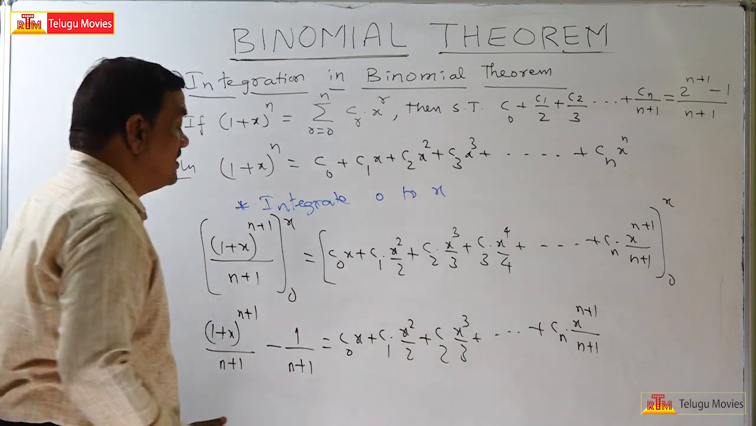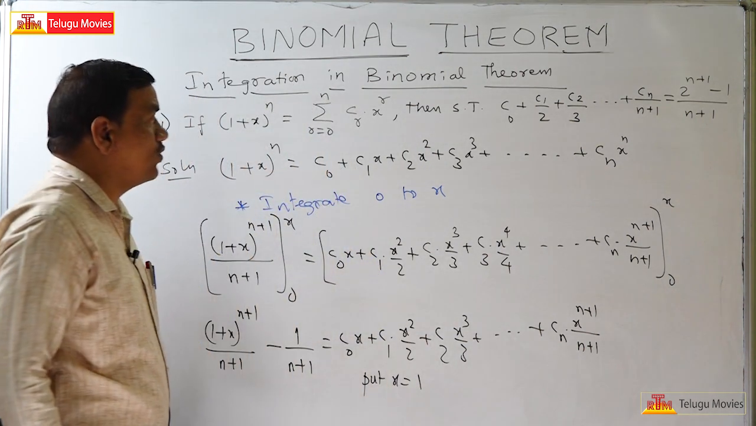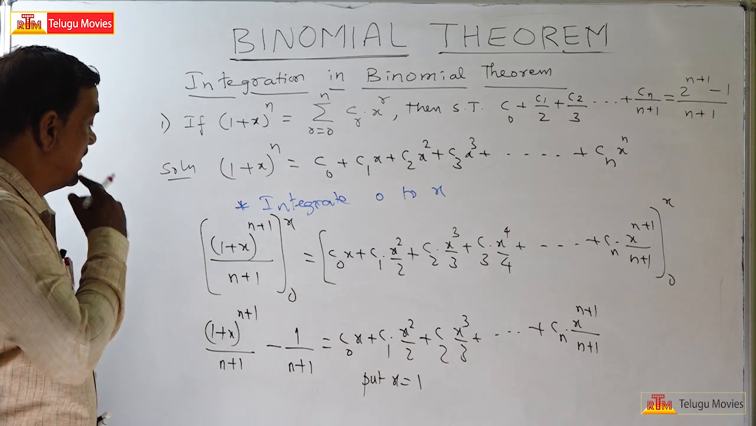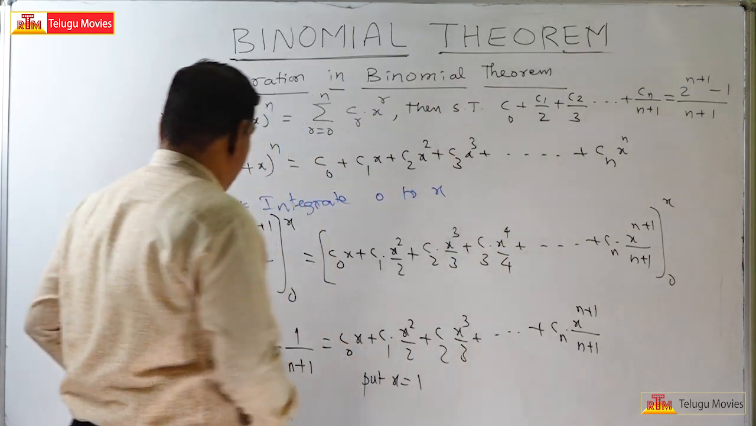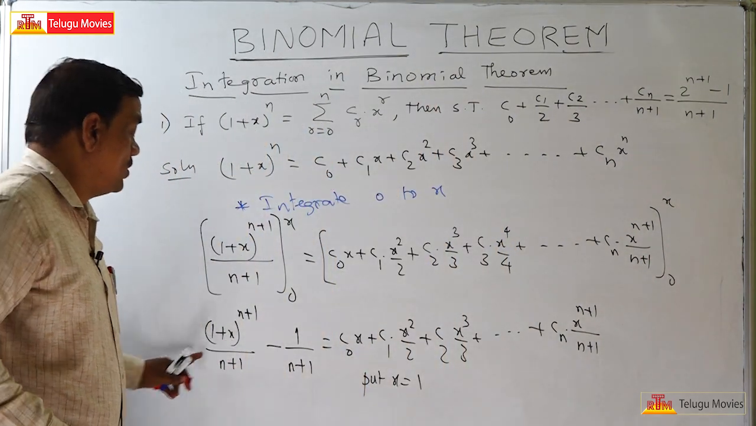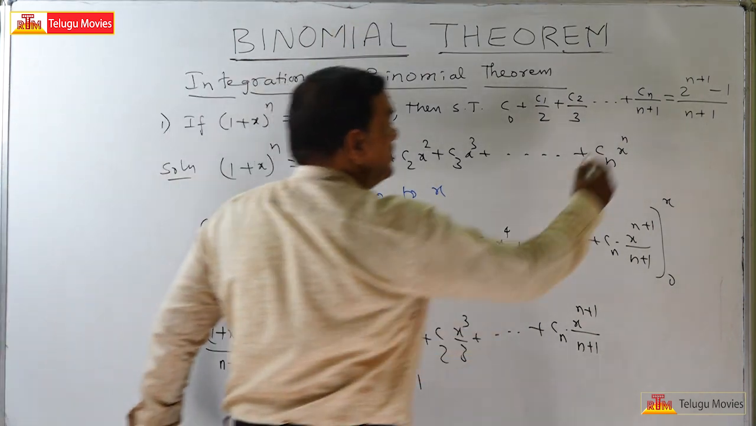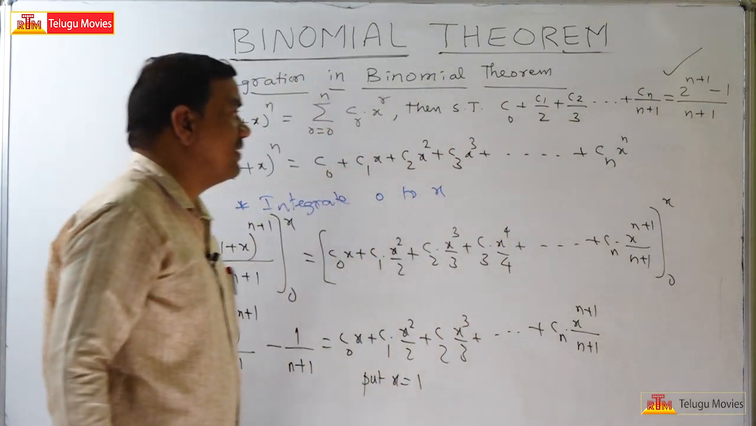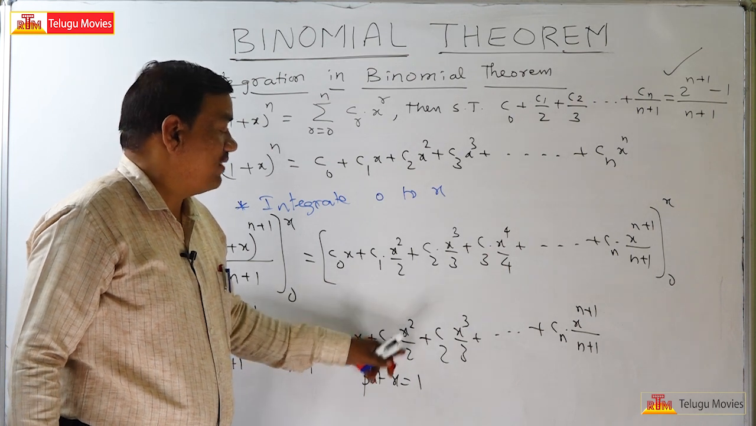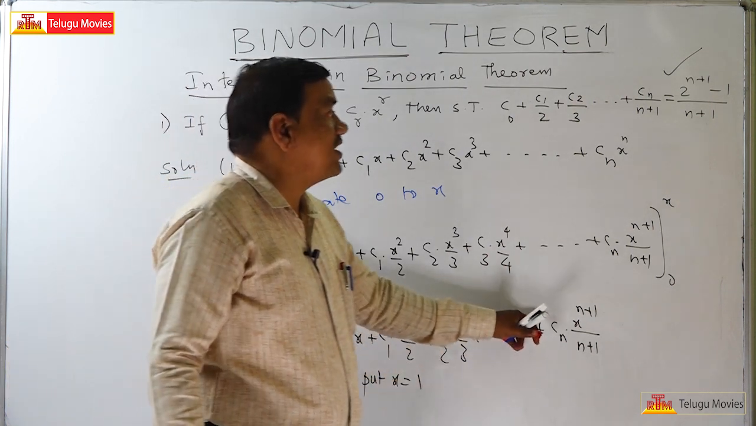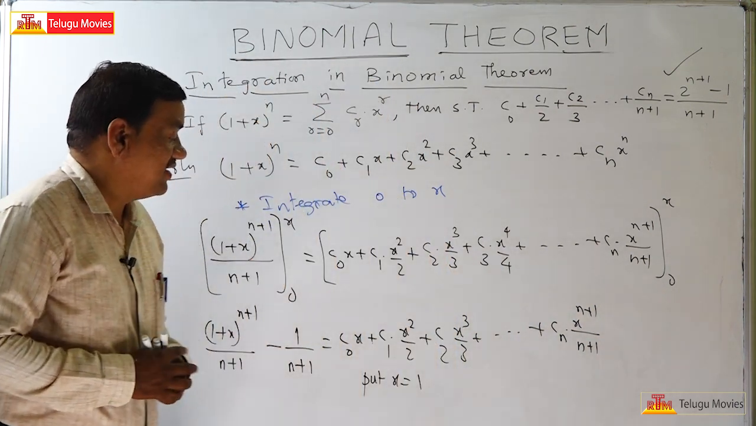Okay, now in this result put x is equal to 1, not x is equal to 0. We want x is equal to 1 only. Why? Because here we have to get 2 to the power of n plus 1. Put x is equal to 1 here, 1 plus 1. Total LCM is n plus 1, so 1 plus 1 is 2 to the power of n plus 1. These factors you will get: 2 to the power of n plus 1 minus 1 by n plus 1. See here, c naught plus c1 by 2, c2 by 3, so on, cn by n plus 1 you will get. Now this problem is done very easily.